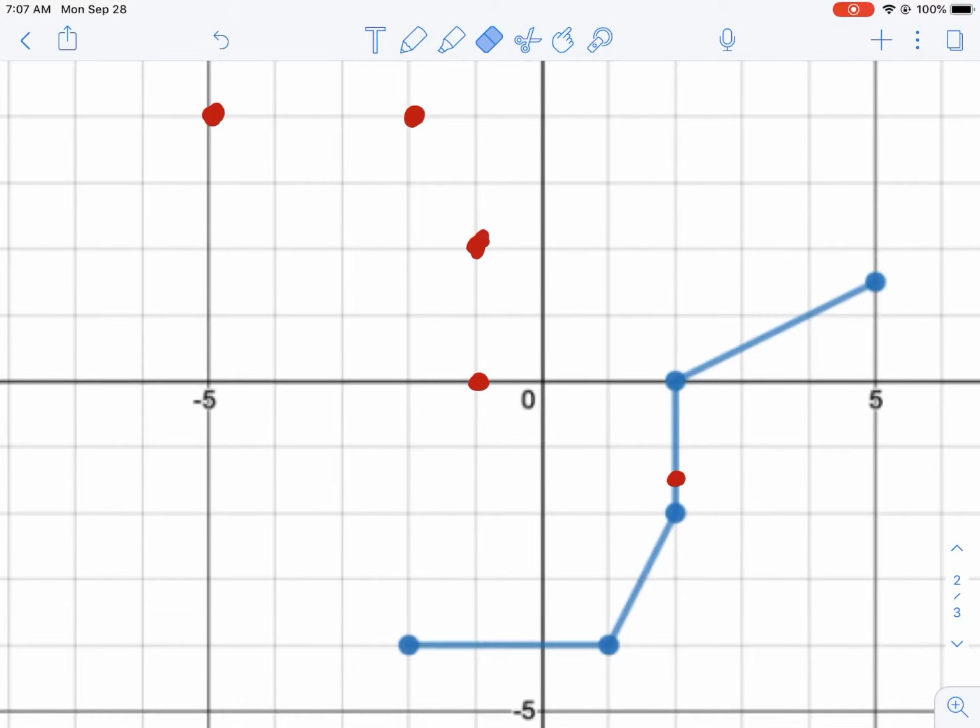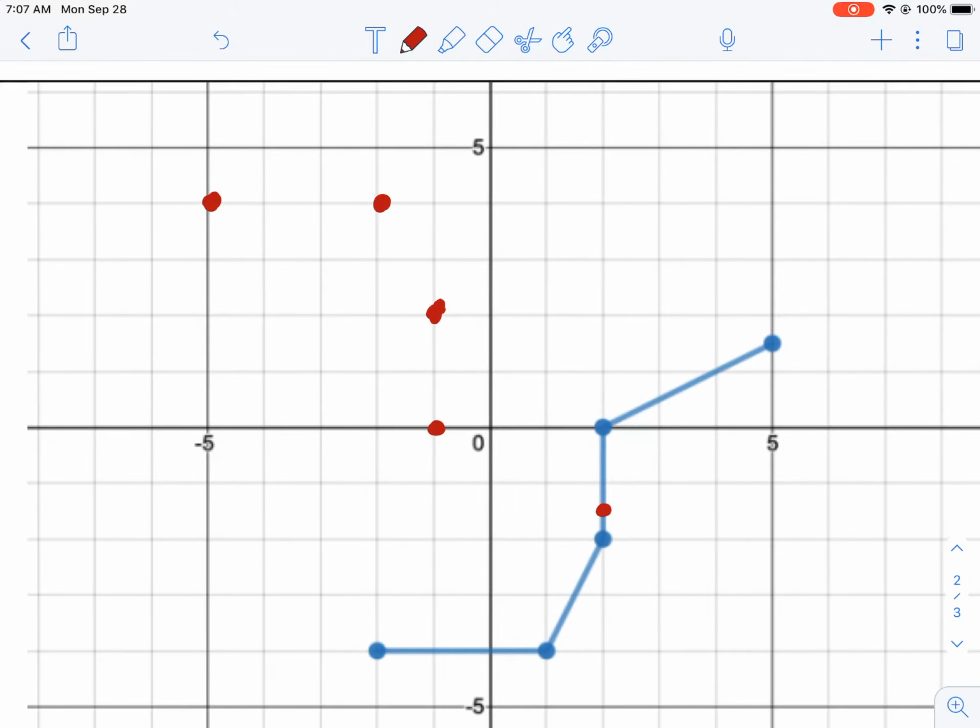And so once you've got all your points, now we can just connect our points.